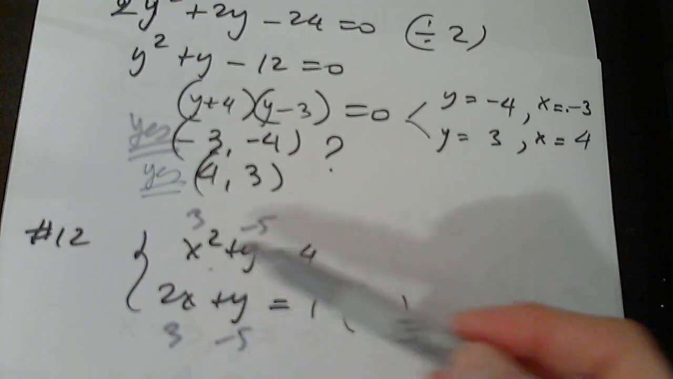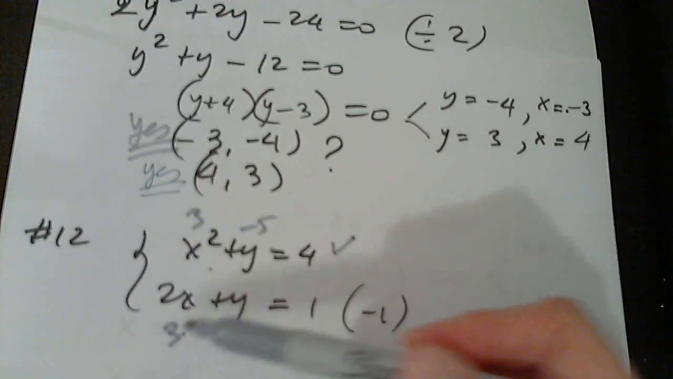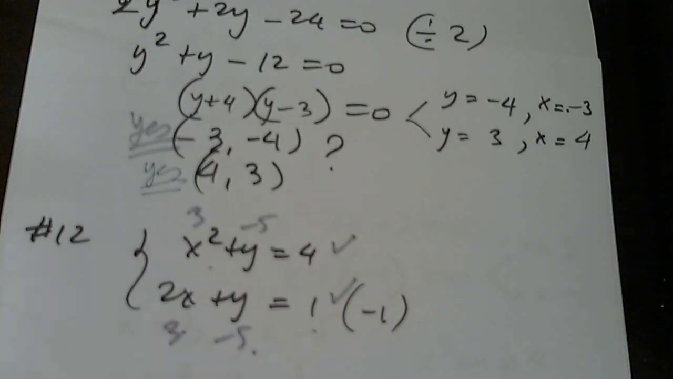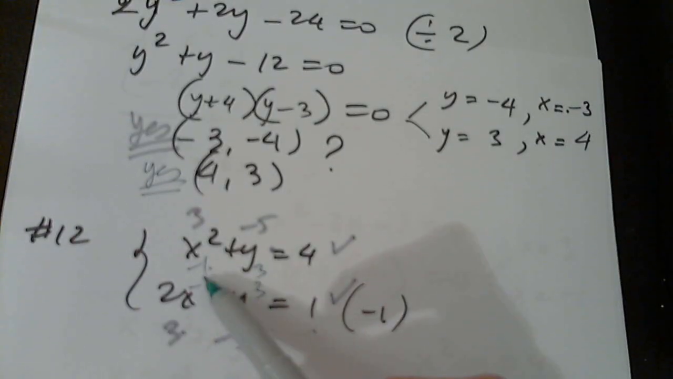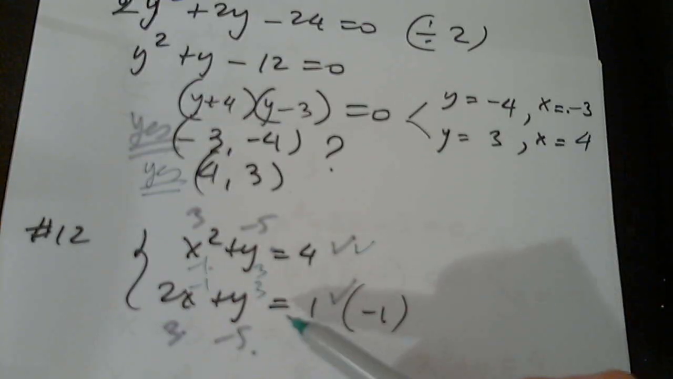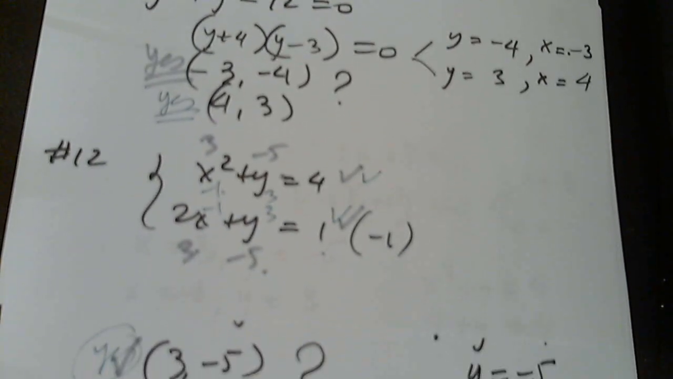So 9 minus 5 is 4, correct. 6 minus 5 is 1, correct. Yes. Now I'm checking negative 1, 3. Negative 1 squared is 1, plus 3 is 4, yes. Negative 2 plus 3 is 1, yes. Yes to both. Both were very good examples.